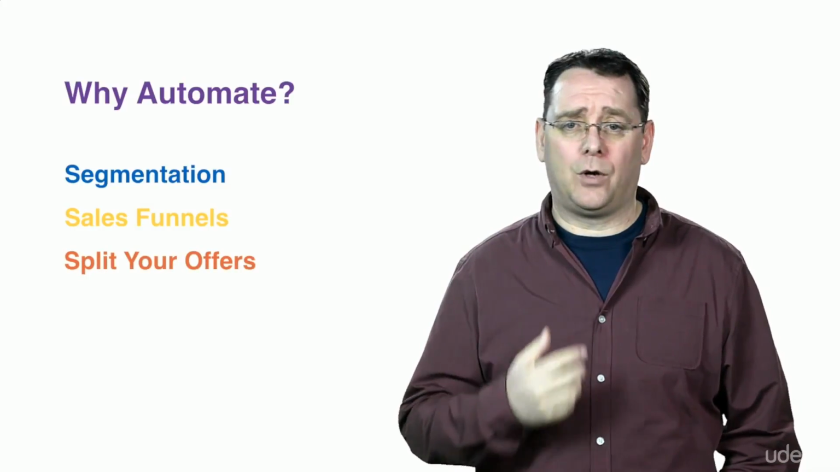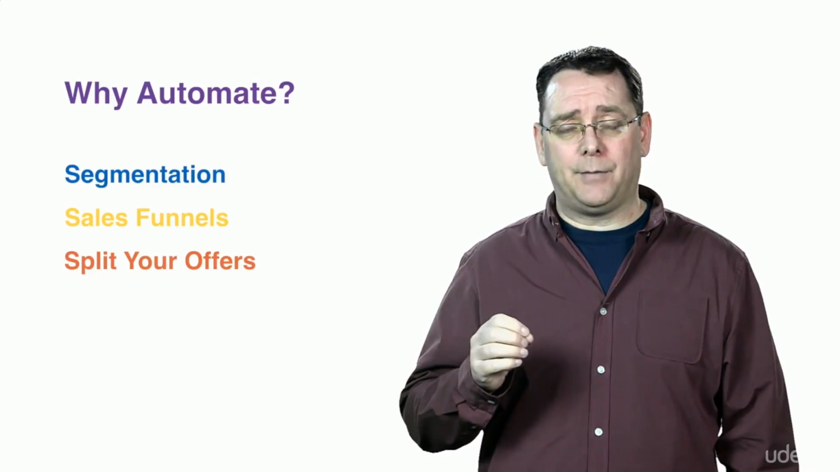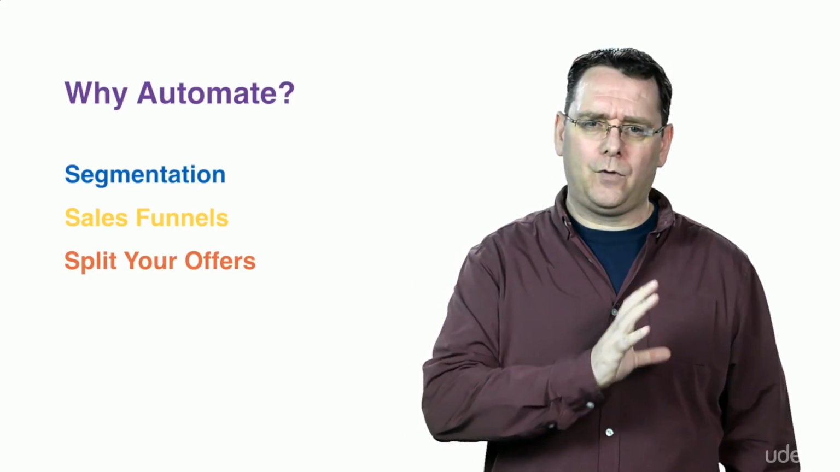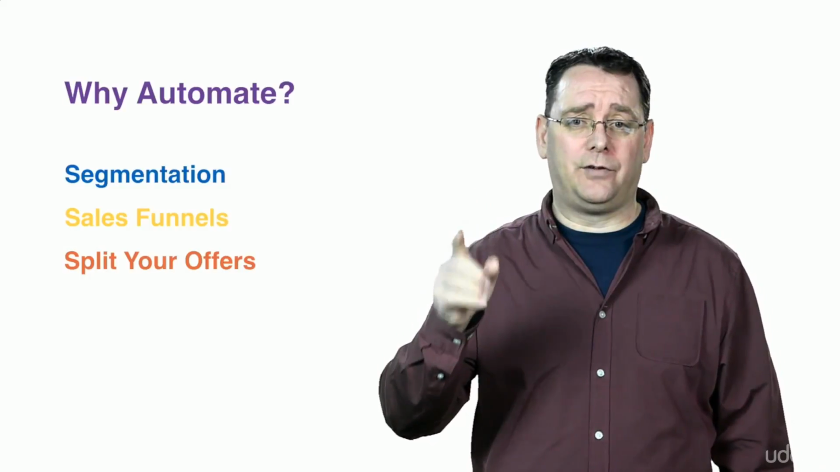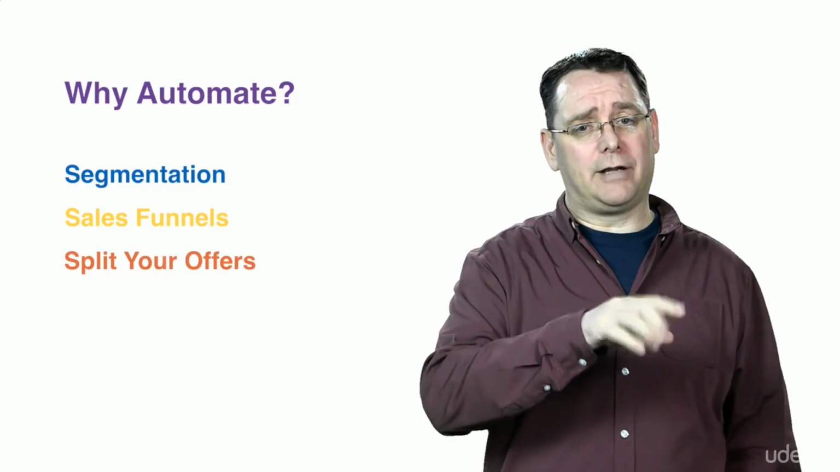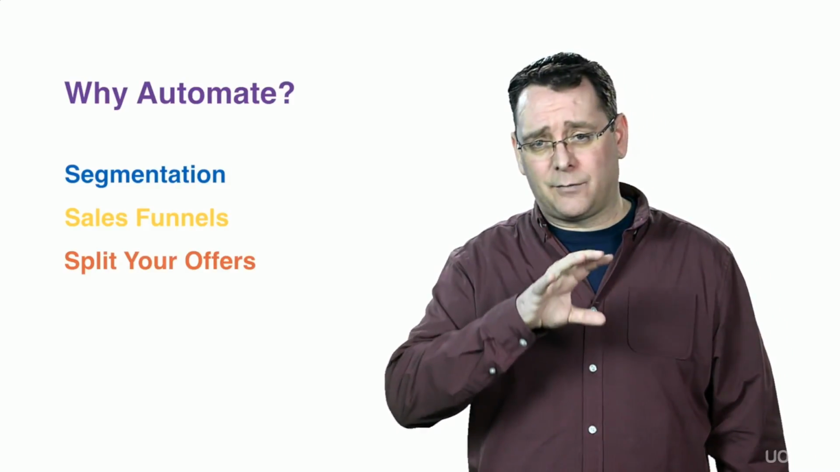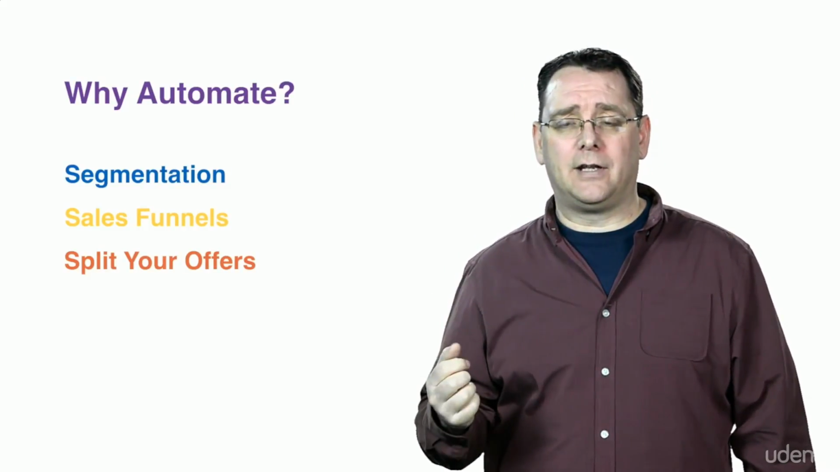So why automate? Well, you've got segmentation. We might want to segment different people into different places. We've got sales funnels we're going to want to build, and we're going to want to automate those. So we might want to send a series of emails out that take them down a specific sales funnel. We might want to give them links they can click, and then if they click a specific link, we can send a different email. If they don't click, we can send another email, so we can set up our segmentation, and then we can split offers as well. Depending on where they came in, we can then send them different offers.